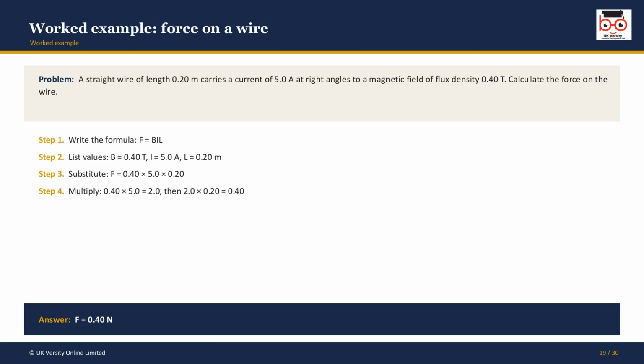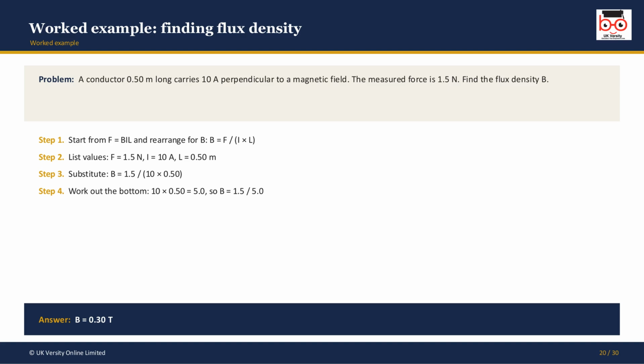Working it through, 0.40 times 5 is 2.0, and 2.0 times 20 gives 40, so the force on the wire is 40 newtons. This time we're after the flux density.